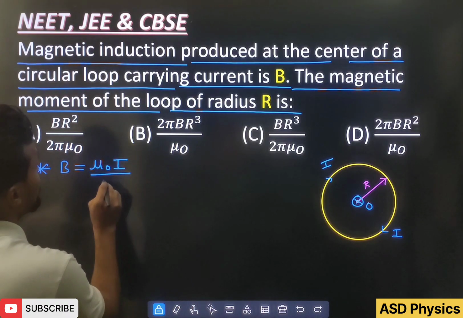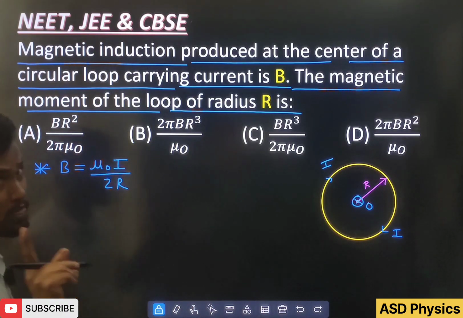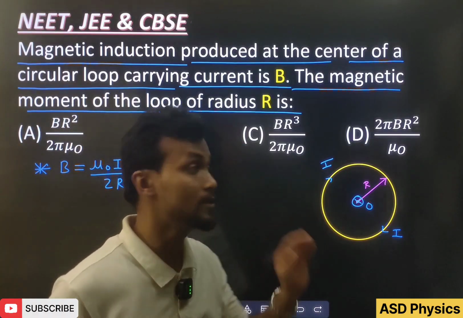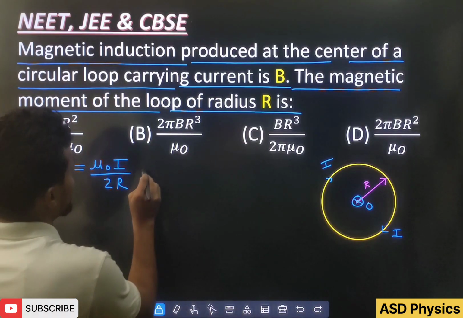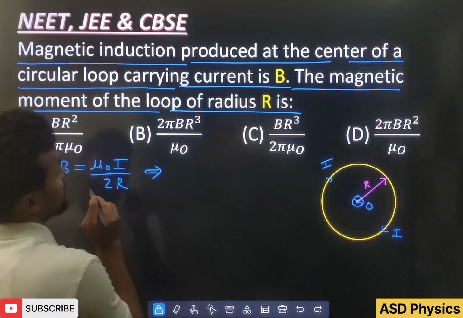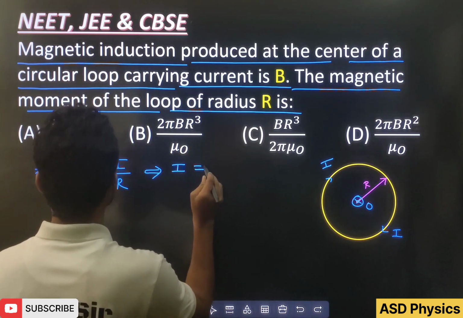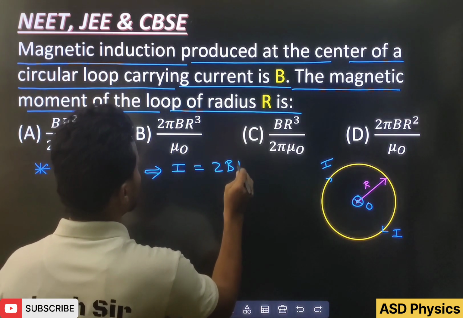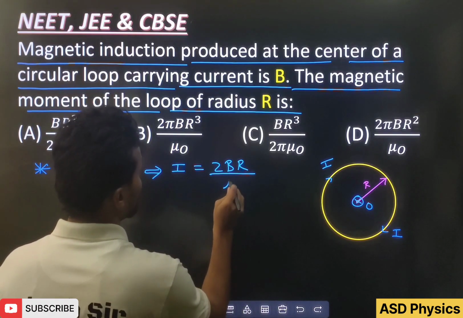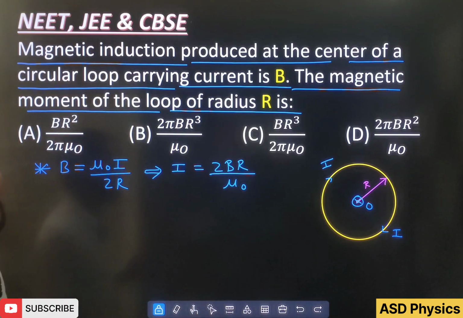B equal to mu naught I by 2R for one turn. Only one turn is there. So B equal to mu naught I by 2R at the center. But current is not given in the question. So what is the value of the current? If I write here, this will come as 2BR by mu naught. This is the current.